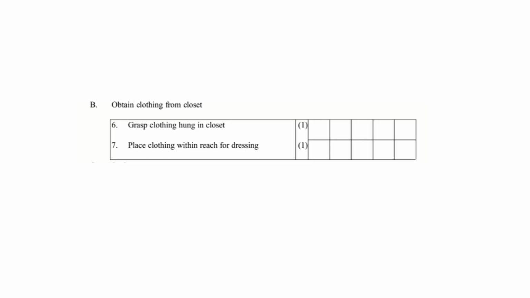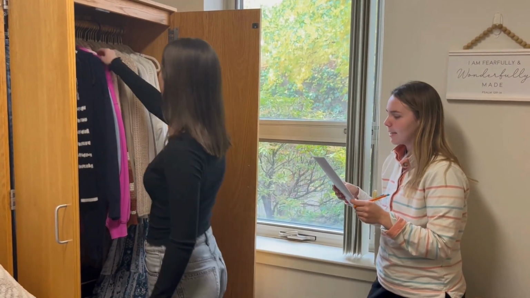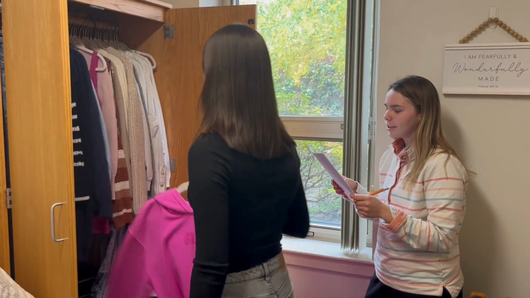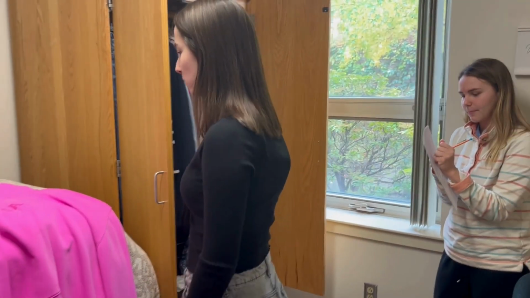Perfect. The next subcategory is obtaining clothing from closet. This is under the category of dressing, and there are 2 behaviors: grab clothing hung in closet and place clothing within reach for dressing. Now you can grab clothing hung in closet and then place clothing within reach for dressing. Okay.